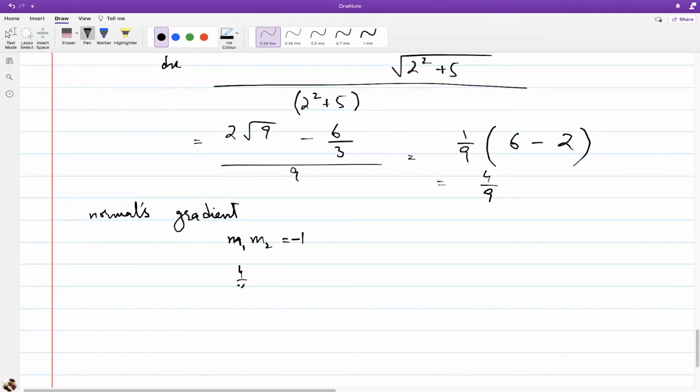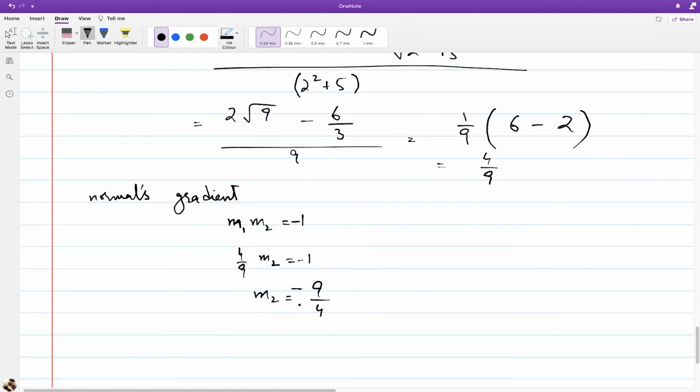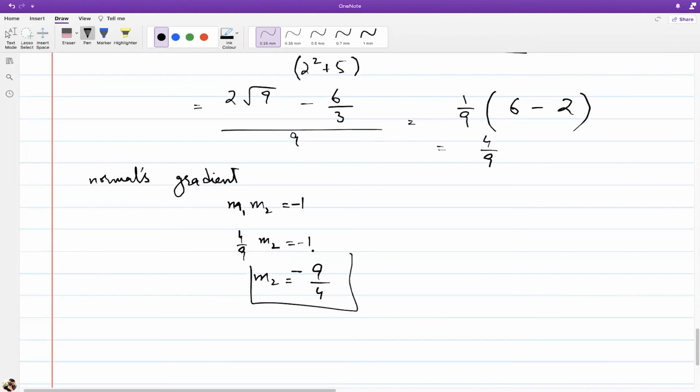तो अगर एक का 4/9 है तो दूसरे का उसका नेगेटिव रेसिप्रोकल होगा. मतलब आप रेसिप्रोकल लें उसको नेगेटिव करते हैं तो अगर वो नेगेटिव है तो वो पॉजिटिव हो जाएगा, पॉजिटिव है तो वो नेगेटिव हो जाएगा. दैट्स योर ग्रेडियंट ऑफ द नॉर्मल. यू हैव द नॉर्मल नाउ. तो आपको एक ग्रेडियंट मिल गया है.